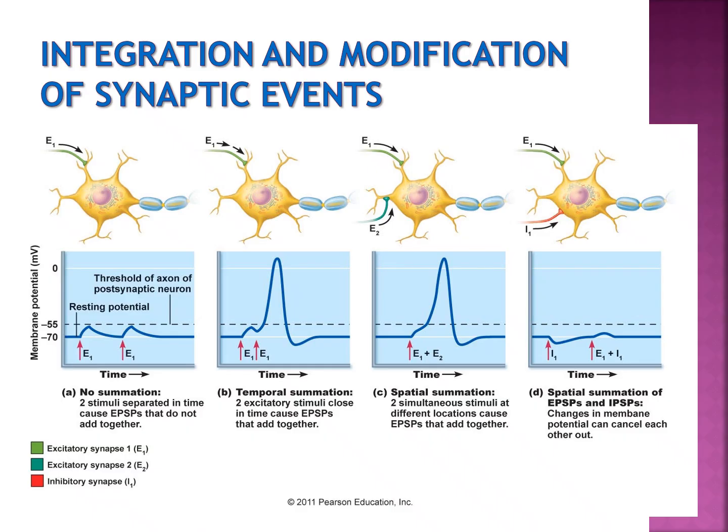IPSPs can cancel out EPSPs, or can moderate the response, because EPSPs and IPSPs summate as well. If the stimulatory effects of EPSPs dominate the membrane potential enough to reach threshold, the neuron will fire. If summation between IPSPs and EPSPs yields only subthreshold depolarization or hyperpolarization, the neuron will not generate an AP.